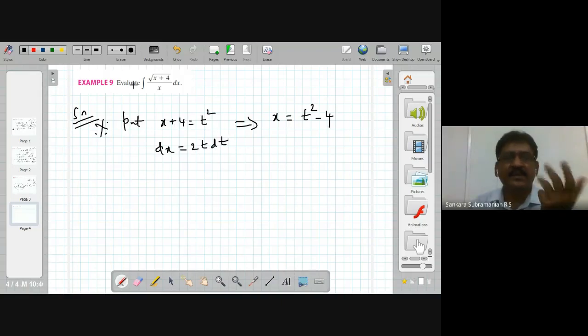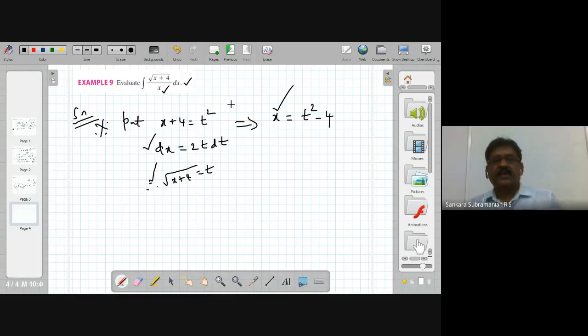அப்புறம் சார் லிமிட்ஸ் இங்கே இல்லை, இருந்தால் change of limit போட்டுக்கலாம். So x can be replaced, dx can be replaced, and the square root of x + 4 will become t. அவ்வளவுதான், அதுதான் அட்வான்டேஜ். So the problem now has its new form.